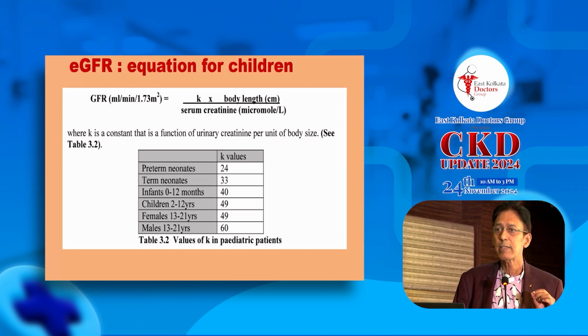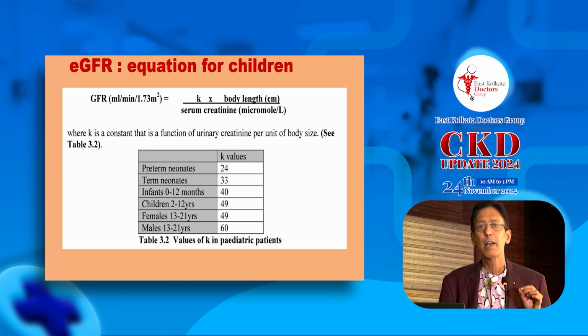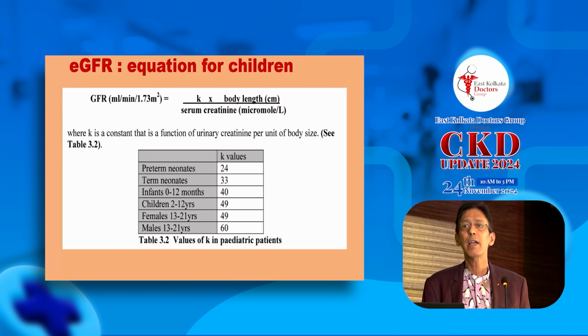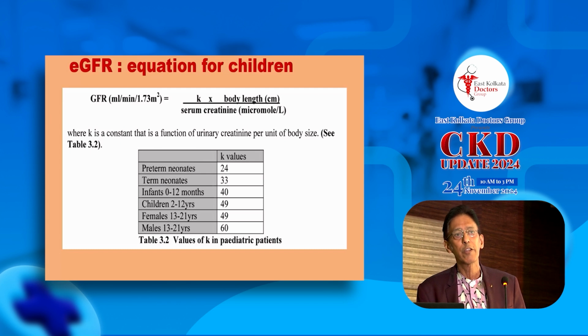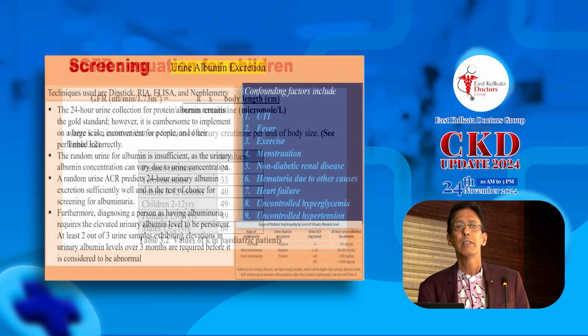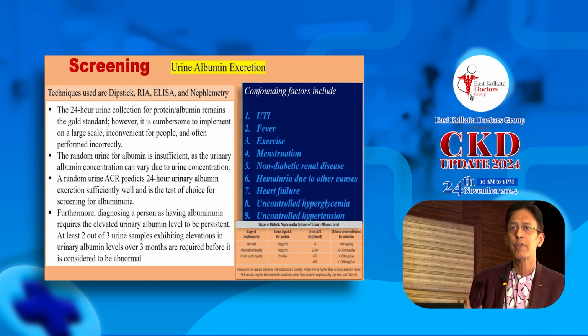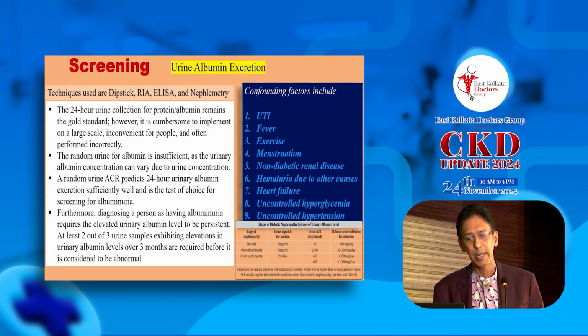A mistake that is commonly made by many of us is that when we are dealing with pediatric patients, we use the same formula used for adults, which should not be so. We should use the modified Schwartz formula in children at least up to 12 years of age. The second analyte for screening is urinary albumin excretion, the microalbuminuria.